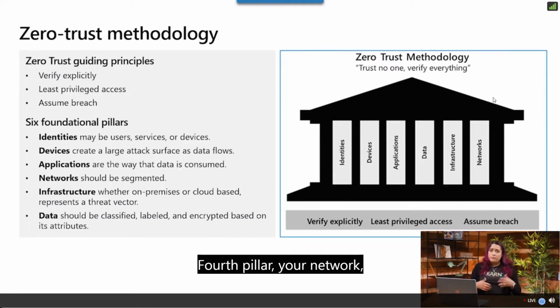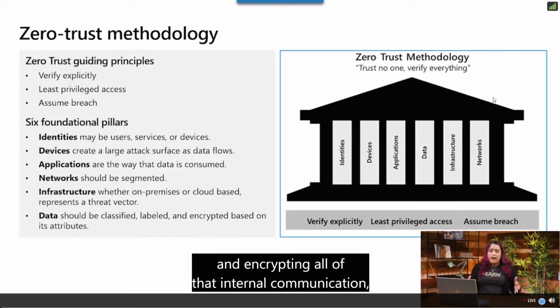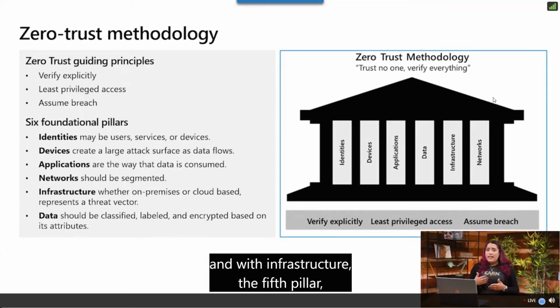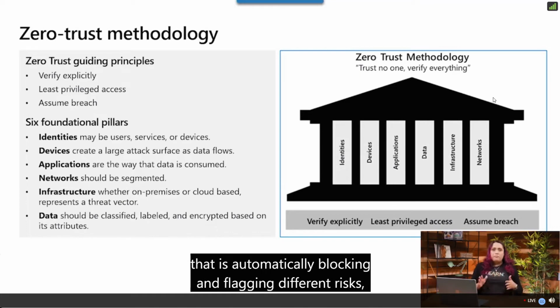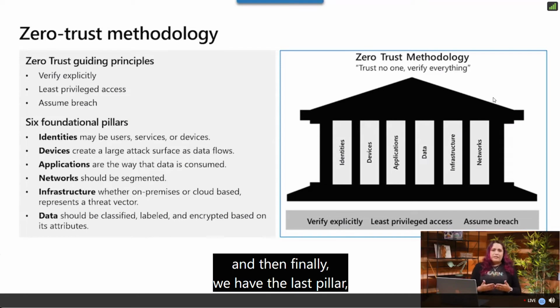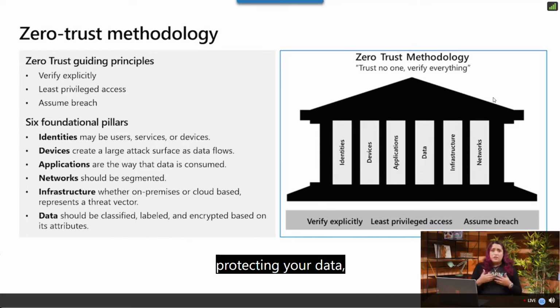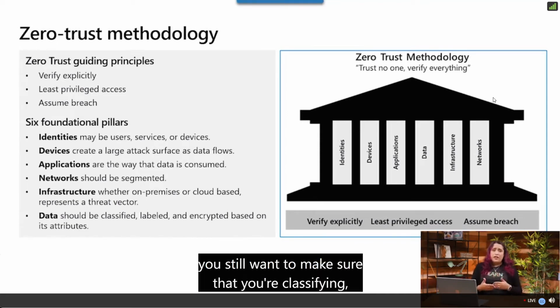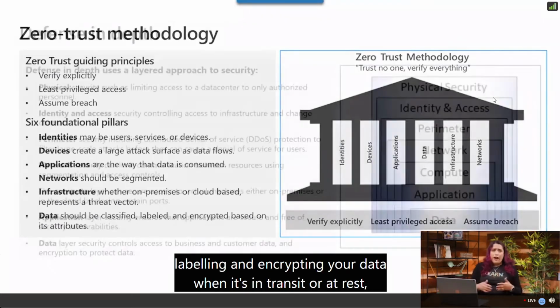Fourth pillar, your network. We want to make sure that you are segmenting your network and encrypting all of that internal communication. And with infrastructure, the 5th pillar, it's essential that you have real-time threat detection set up that is automatically blocking and flagging different risks. And then finally, we have the last pillar, one of your final lines of defense, your data. While we have a number of different layers protecting your data, you still want to make sure that you are classifying, labeling, and encrypting your data when it's in transit or at rest.